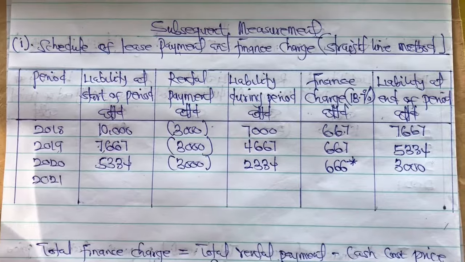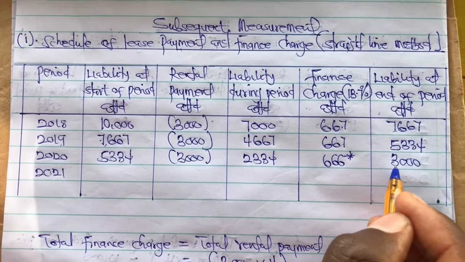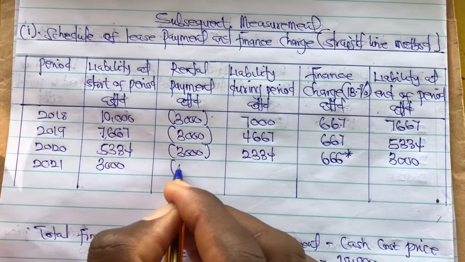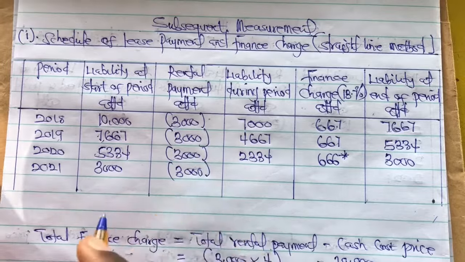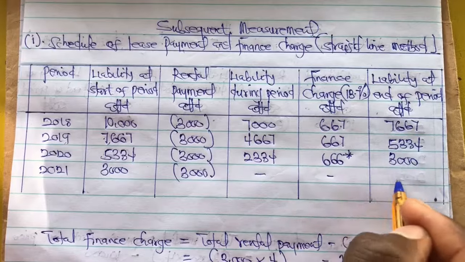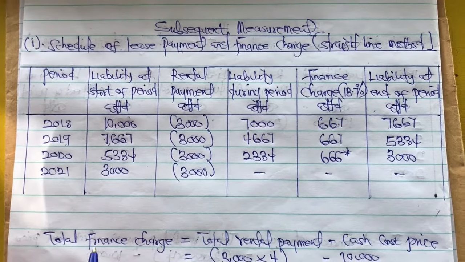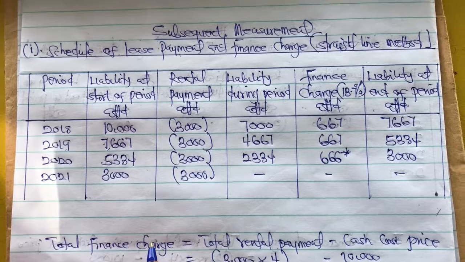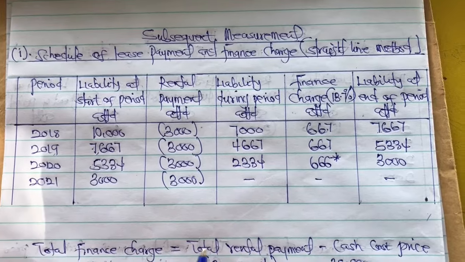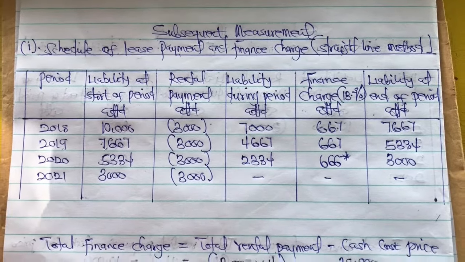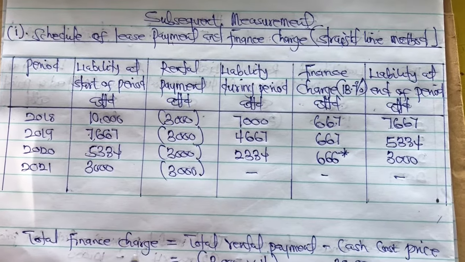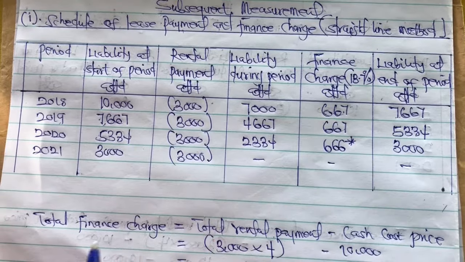Is that clear? Remember that the closing liability for 2020 becomes the opening liability for 2021, and the rental payment still remains 3,000. When we subtract this from this, we have no liability during the period, no finance charge, no liability at the close of the period. So this is how we prepare the schedule for payment and finance charge under the straight line method. Here the finance charge is spread on a straight line basis for the years. So basically that is what we do under the straight line method.